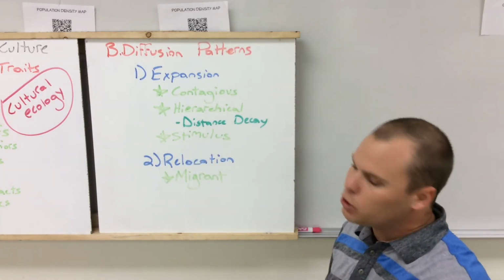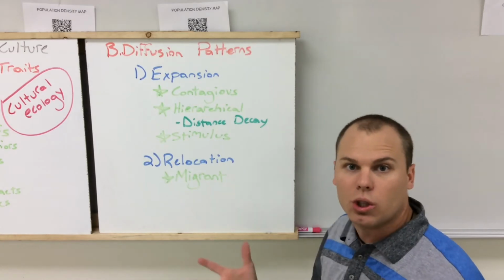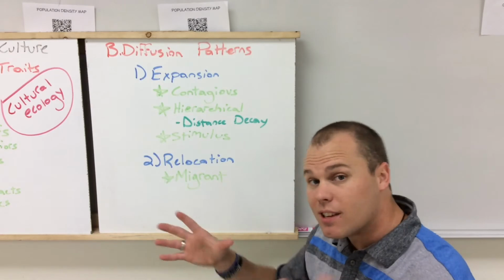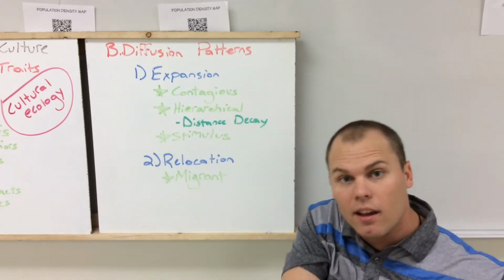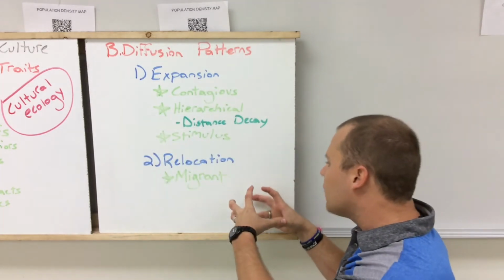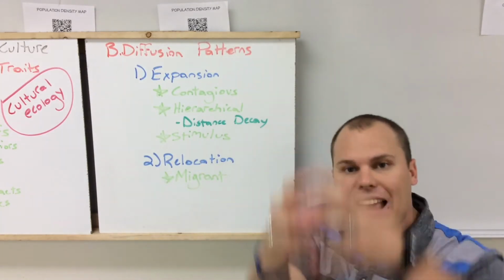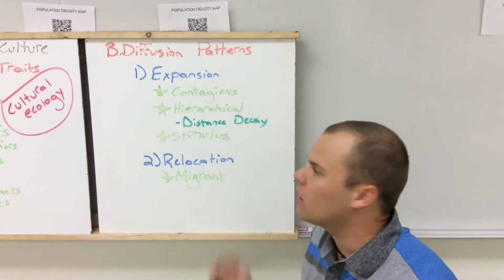There's stimulus diffusion, where you take a certain element of that culture and spread it. And then relocation diffusion is like the idea of migrants and how they are actually relocating the diffusion. So the spread kind of picks up and moves somewhere else, and hence relocates. And then once it gets to that other place, we can look at the expansion diffusion.